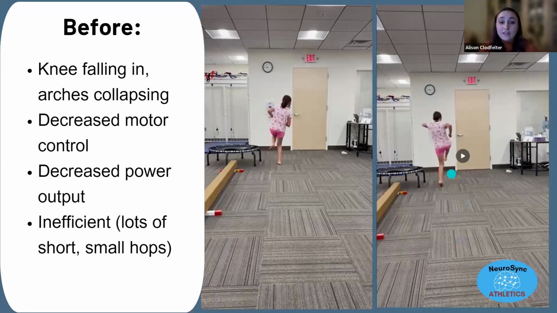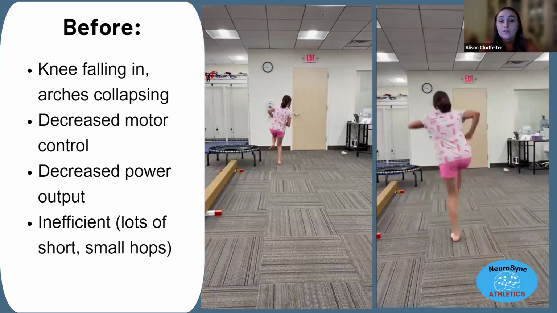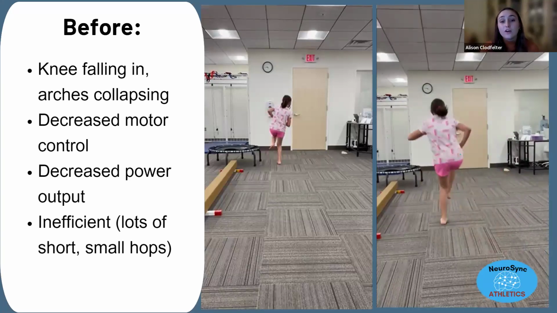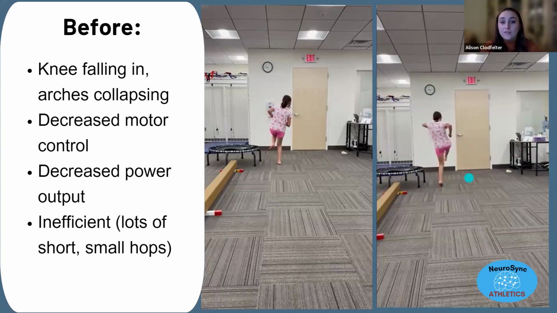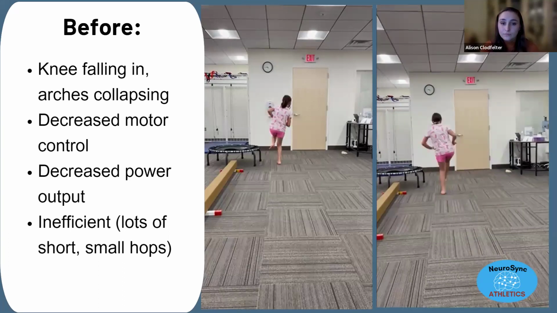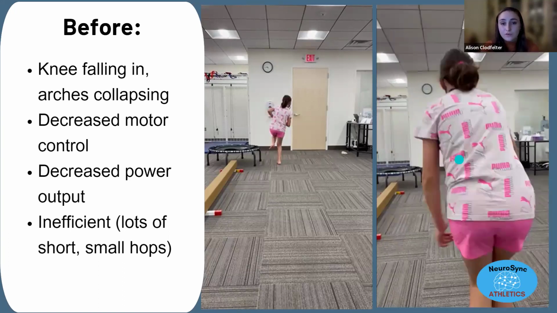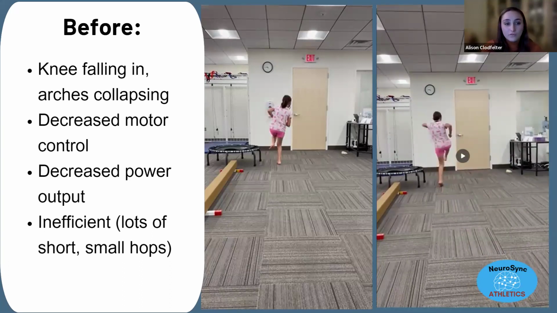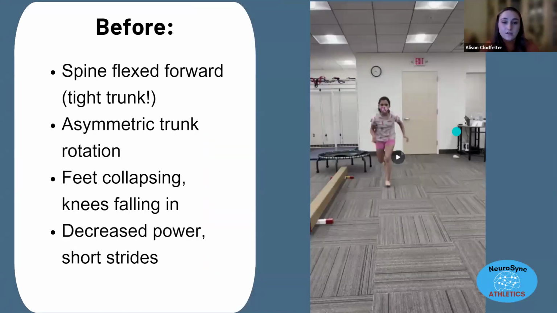So even though she was having left knee pain at the time of the evaluation here, you can kind of see those deviations on both sides. So you can see on this left side as well, her foot's collapsing, her knees falling in, and this is her painful side. And it looks even more difficult and inefficient on this side as well. So moving on to our next example.